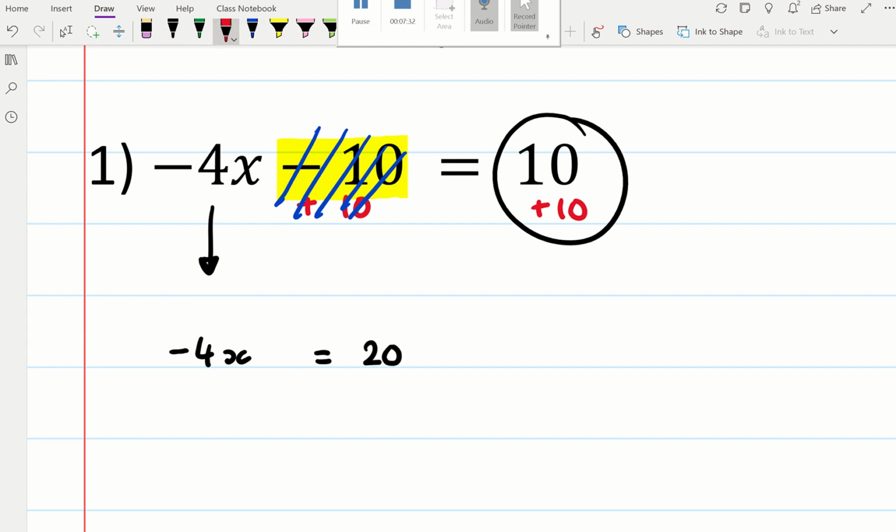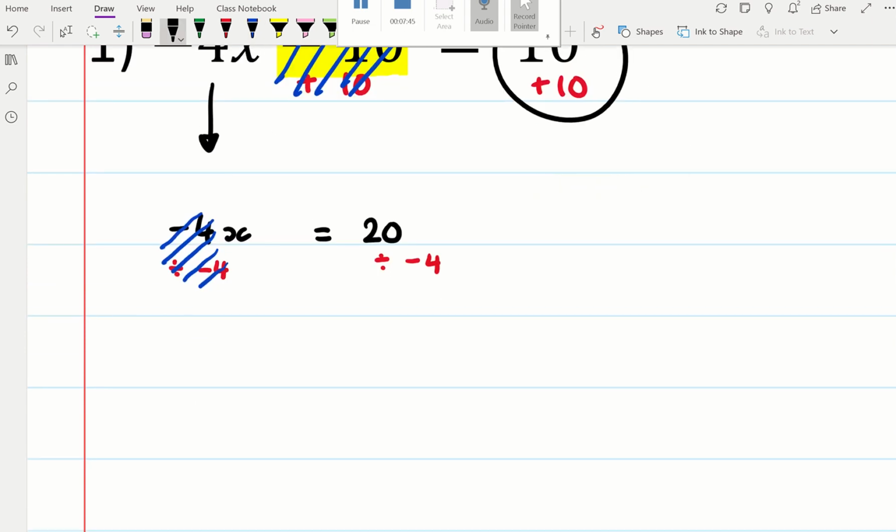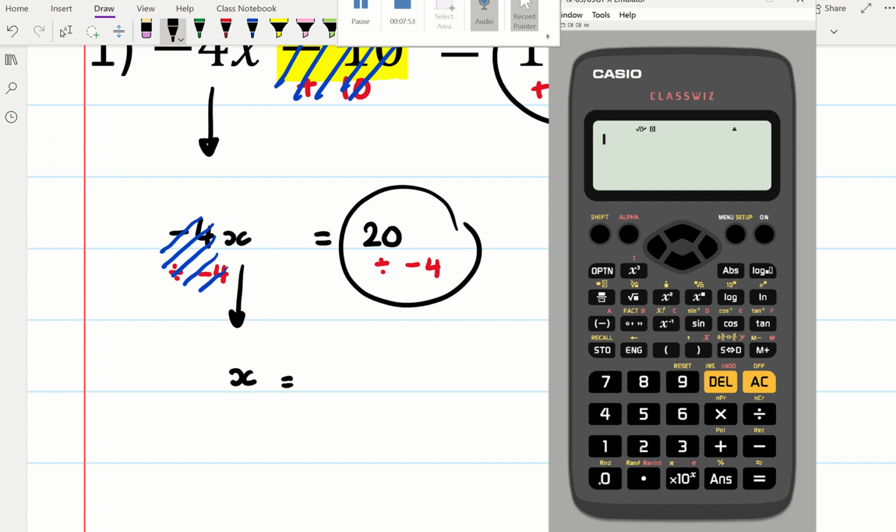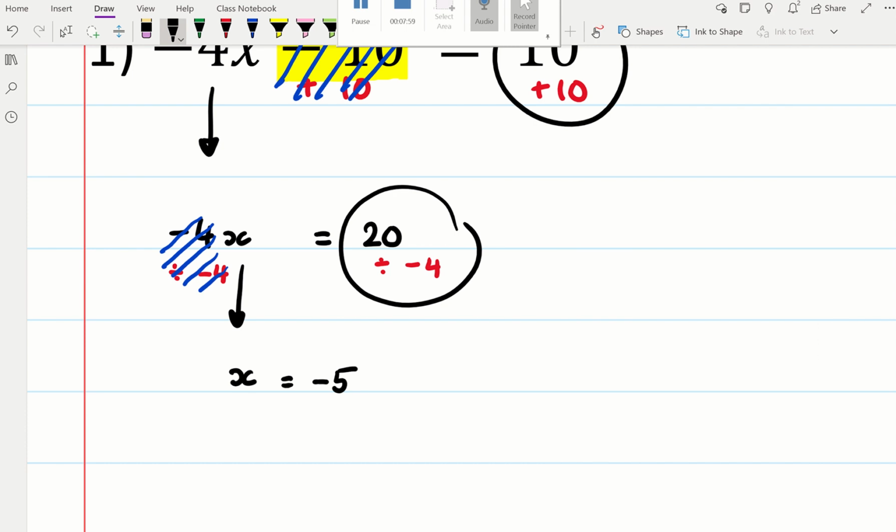20. So I'm going to divide by negative 4, and I'm going to divide this side by negative 4. These, of course, cancel out. The negative 4 divided by negative 4, I am left with just an x. And 20 divided by negative 4, you would put that into your calculator. 20 divided by negative 4, which is negative 5.